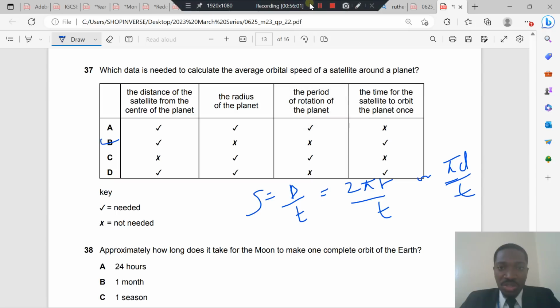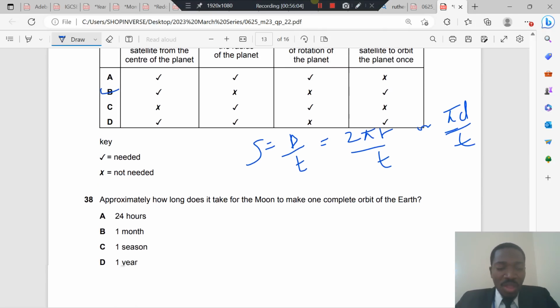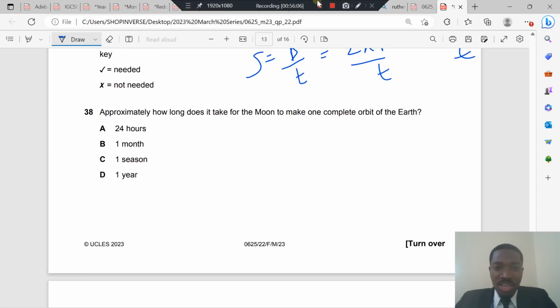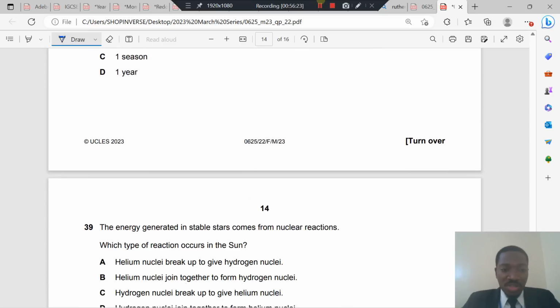Let's go straight to question 38. Approximately how long does it take for the moon to make one complete orbit of the earth? Of course, that is 1 month, okay? 1 month, approximately 28 days.